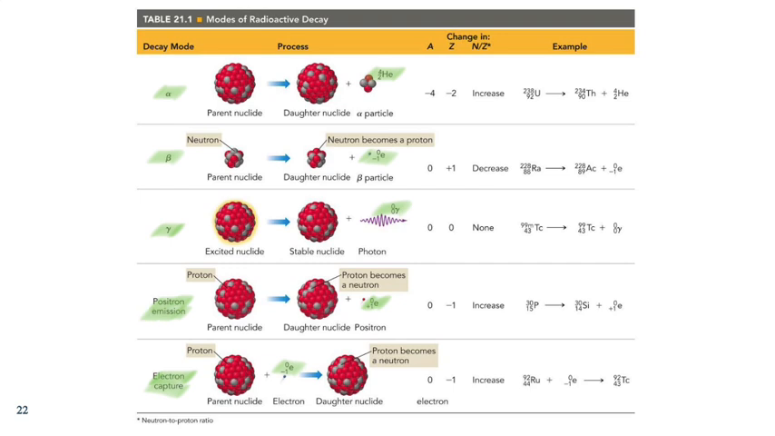Positron emission, emitting a positron. A positron is like the opposite of an electron. So its symbol is the same as the electron, except that it's +1 instead of -1. And then electron capture, you're not emitting an electron, you're capturing an electron.